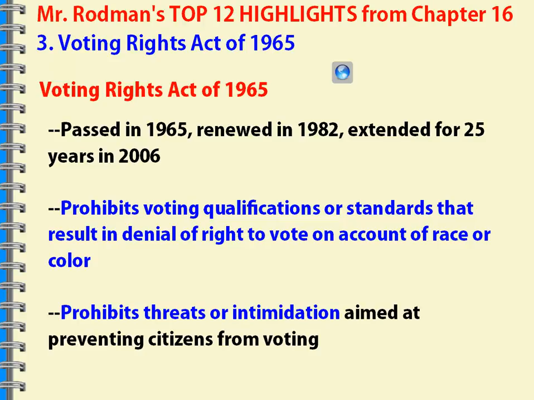I mentioned the Voting Rights Act, the Voting Rights Act of 1965. It was passed with an expiration. This was renewed in 1982. Not all legislation is. In this case, it was. For instance, the Civil Rights Act of 1964 doesn't have to be renewed.